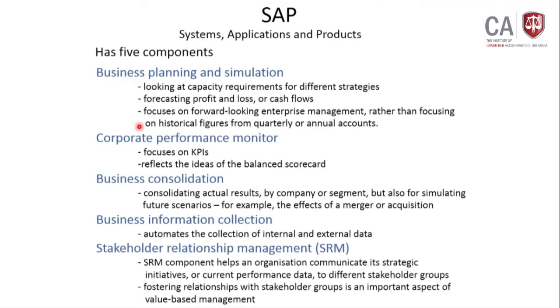SAP. What is this SAP? It's Systems, Applications and Products. So we talk about ERP. SAP is software that deals with the ERP component. SAP is an ERP that is developed to deal with the functionalities of the organization to achieve the strategic objectives. So it has five components. What are those five components? We'll talk about that one.